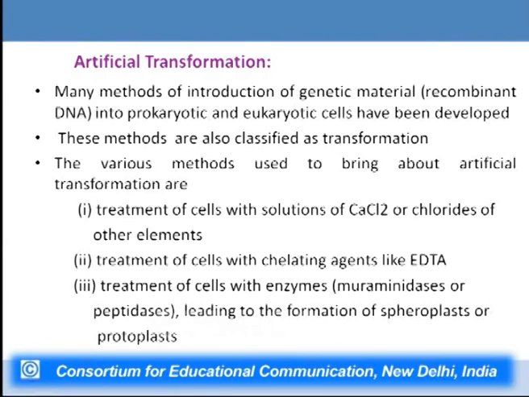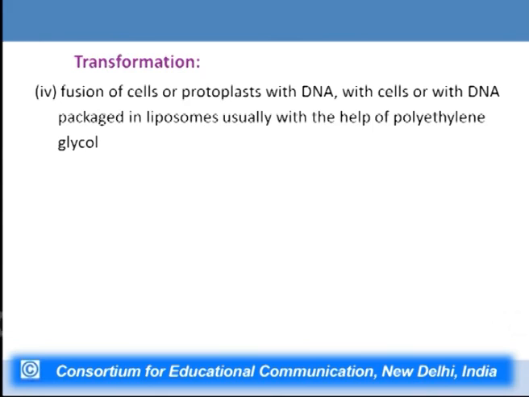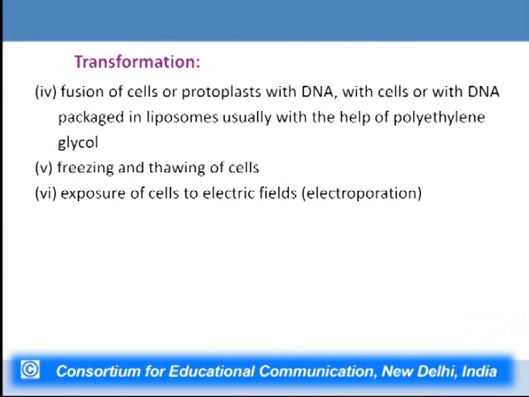Now there are many methods by which artificial transformation can be done, and these include treatment of cells with solutions of calcium chloride or chlorides of other elements, treatments of cells with chelating agents like EDTA, treatment of cells with enzymes leading to the formation of spheroplast or protoplast, fusion of cells or protoplast with DNA, with cells or with DNA packaged in liposomes, usually with the help of polyethylene glycol, or by freezing and thawing of cells, or exposure of cells to electric fields, that is electroporation. This is how transformation is carried out in laboratory conditions.